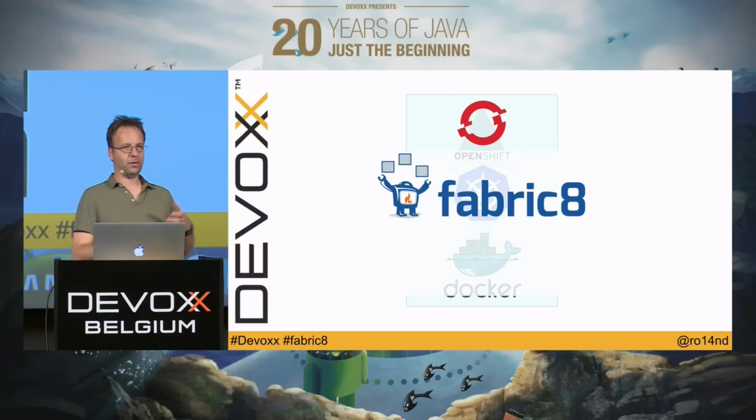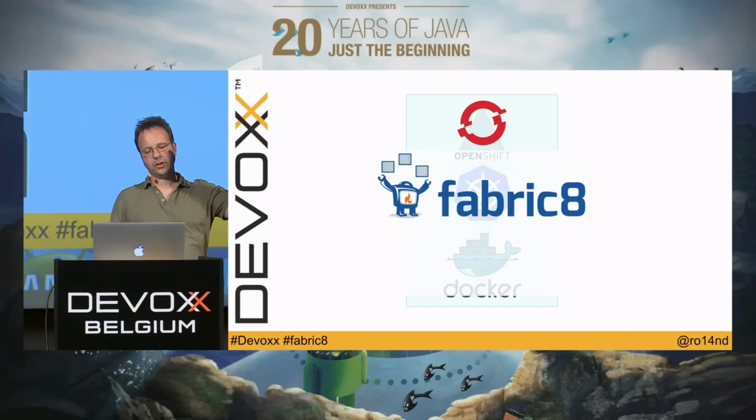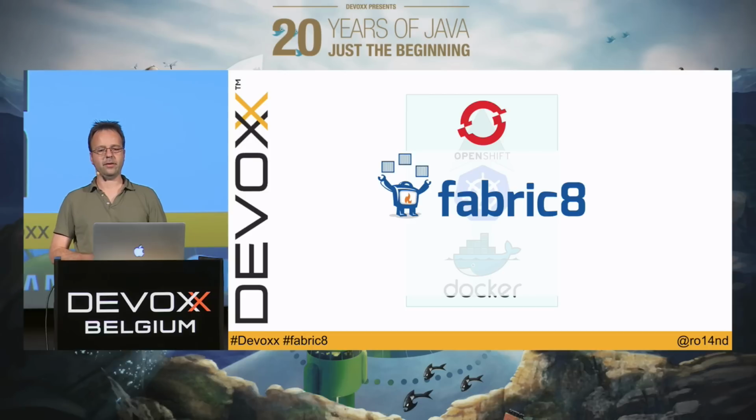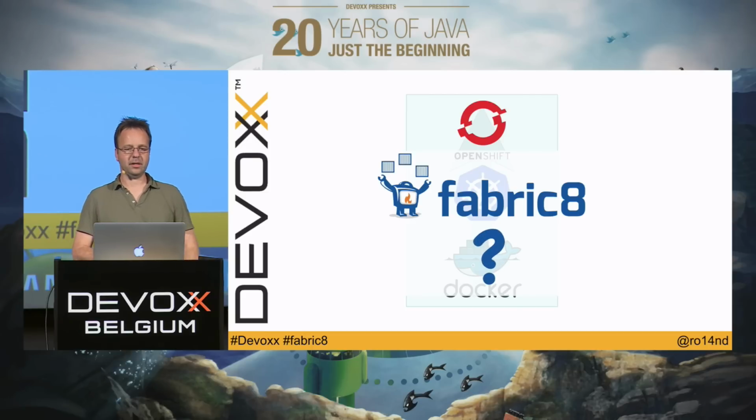But the question, of course, is what is fabric8? Probably most of you didn't hear much about fabric8 yet. In this incarnation, it's quite a young project. And the question is, is fabric8 something which is on top of OpenShift, or where does it stand in this diagram? Yeah, that's a good question.